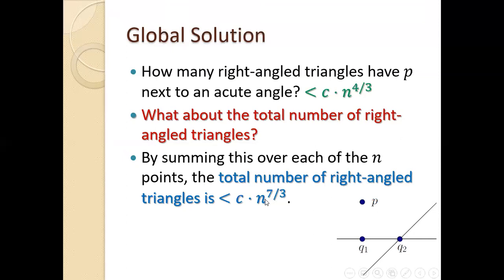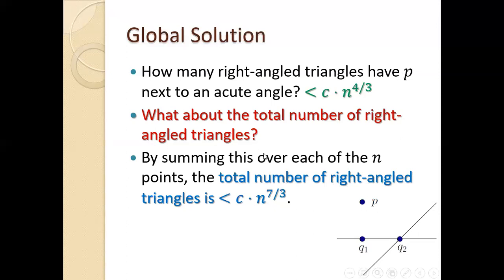So what did we do? We just proved that if you have n points in the plane, these n points are going to form at most n to the 7/3 right angle triangles, which is a lot smaller than n cubed. It's only 2 and 1/3. So this is an easy example of how to use incidences. You can use them in much more complicated ways.